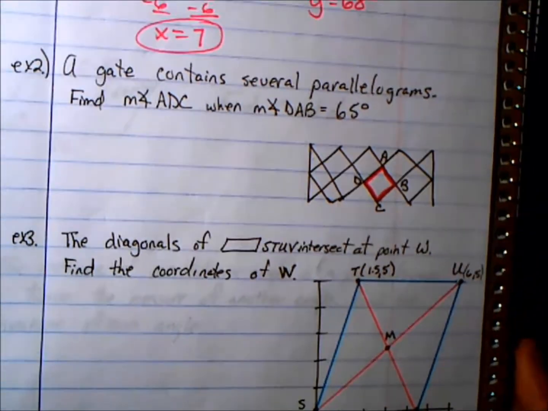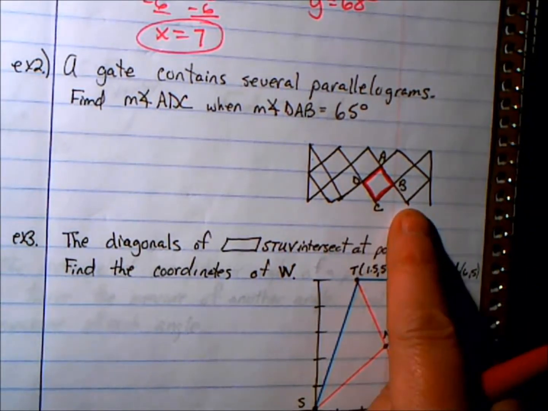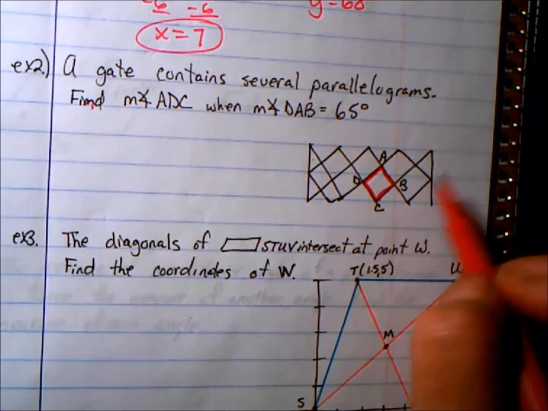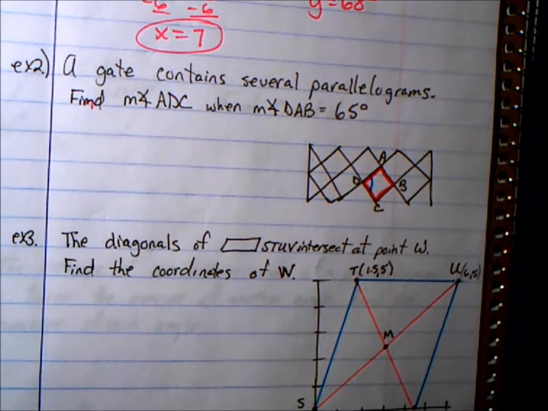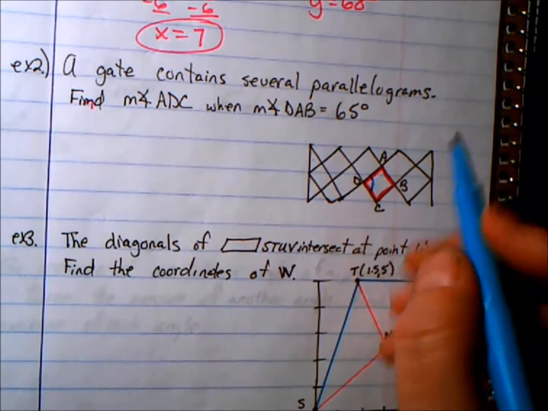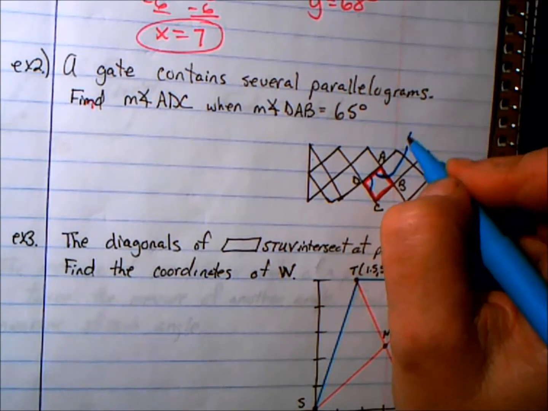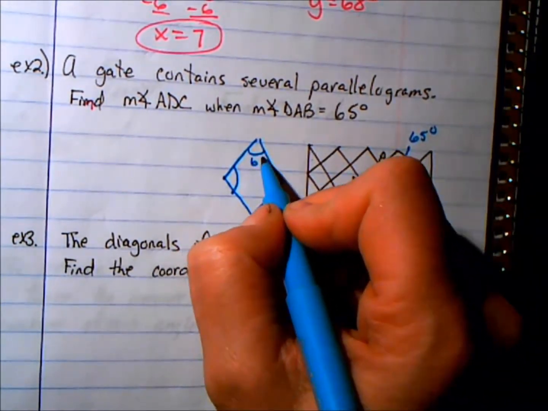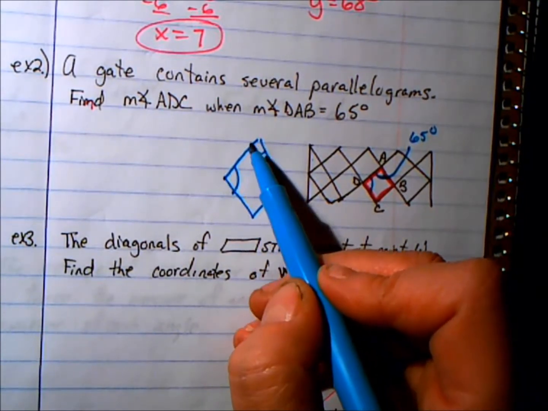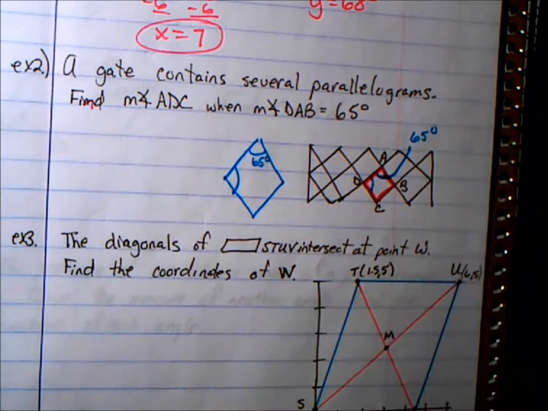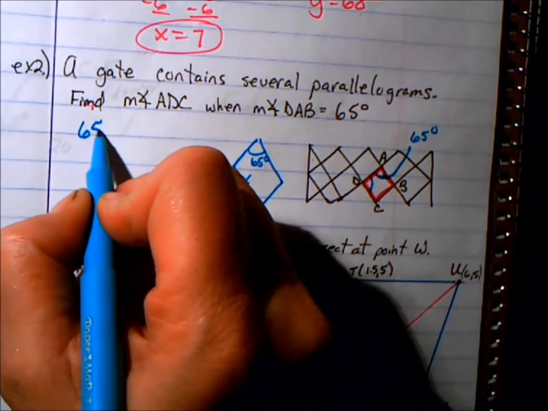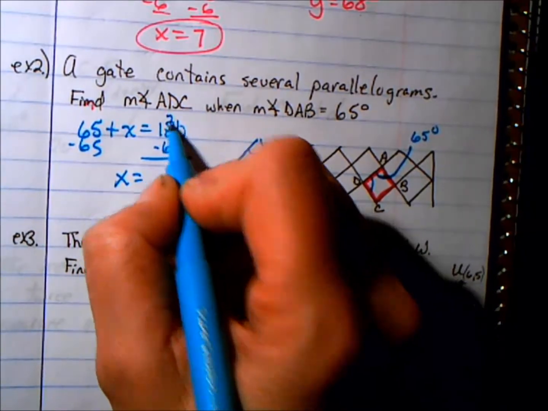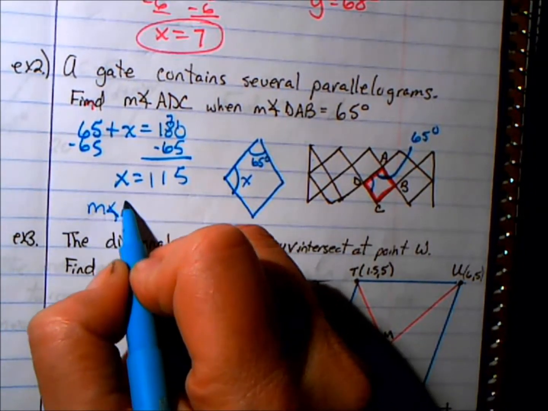On example 2, it says a gate containing several parallelograms. Here's my odd looking gate. I kind of messed it up a little bit, but basically you see little parallelograms everywhere. It wants us to find the measure of angle ADC. So ADC, let me put this in blue, is that angle on that side, but they tell me that DAB, this angle up here on top, is 65 degrees. So if I look at this a little bit bigger, I'm looking for that angle, but this one is 65. Now these are consecutive interior angles. They share a side of the quadrilateral. That means they are supplementary. So if I put an x here because I'm looking for it, that means I know 65 plus x will be 180. If I subtract 65, I get 115. That means the measure of angle ADC would be 115 degrees.